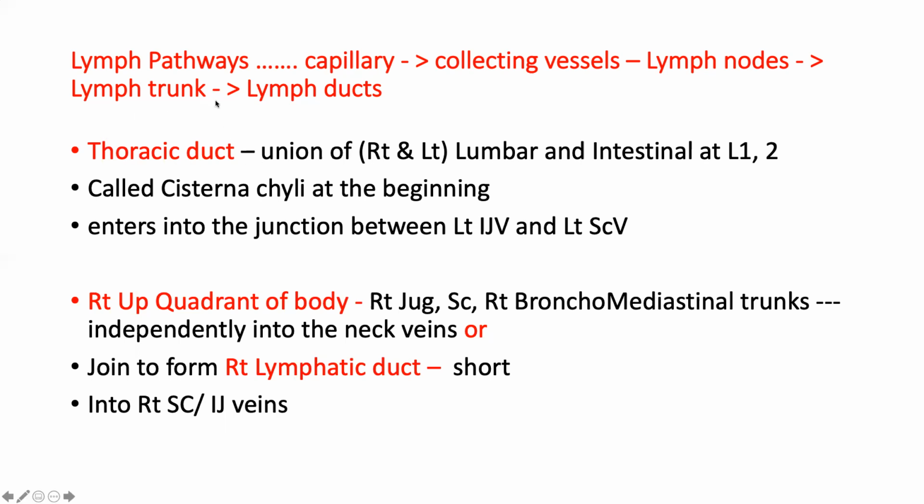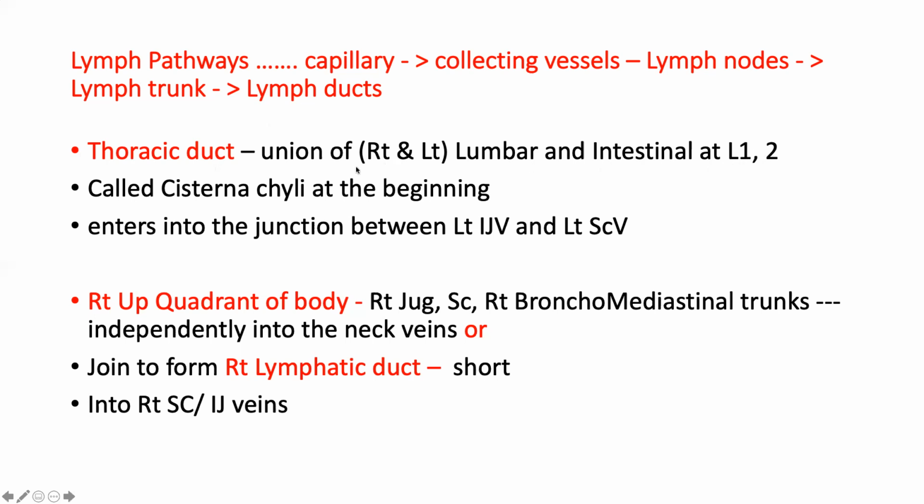So all the lymphatic trunks will combine together on the left: left head and neck, left upper limb, left upper thorax, and the rest of the body. They will all combine together to form the left lymphatic duct, which is called the thoracic duct. The thoracic duct starts as a union of the right and left lumbar and intestinal lymph trunks at the level of lumbar 1 and 2 region.